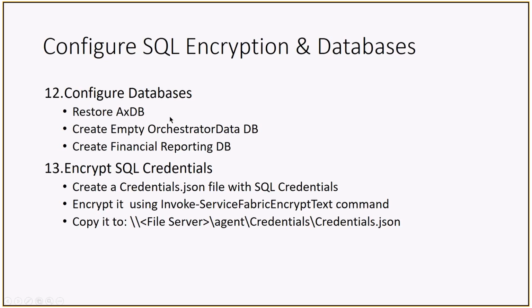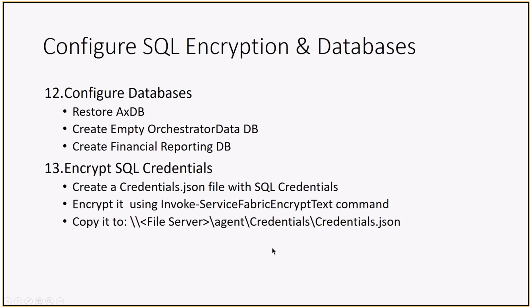So you restore your AX database, and then you configure the permissions on each of the databases, and you create your orchestrator and the financial reporting database as well. And then there is a file available in the folder called credentials.json. In that file you specify your SQL username and the password for the SQL. You run the Invoke-ServiceFabricEncryptText command to encrypt that file, and you place that file in the agent share under a folder named credentials.